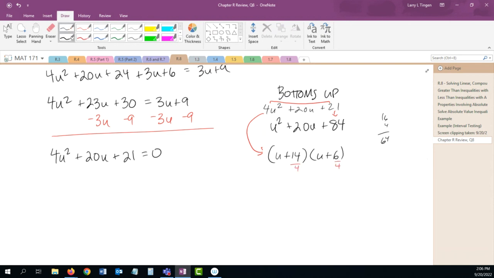Now we're going to get something that looks more right. Do these reduce? Yeah, 14 divided by 4. The 14 and the 4 both have a 2 in them, so we divide out the 2, we get 7 over 2. Same thing, 6 and 4 have a 2, so that leaves me a 3 over 2.